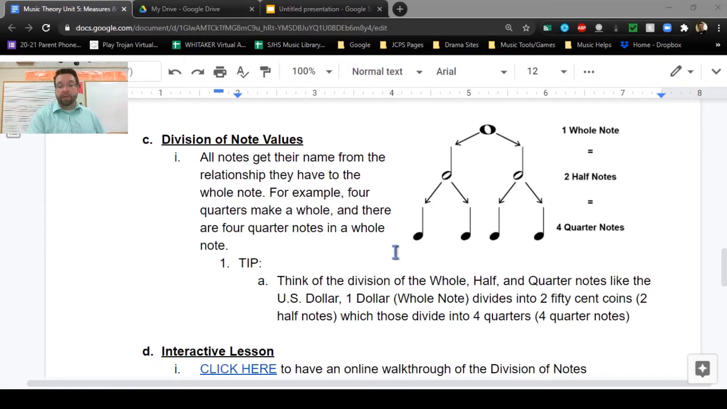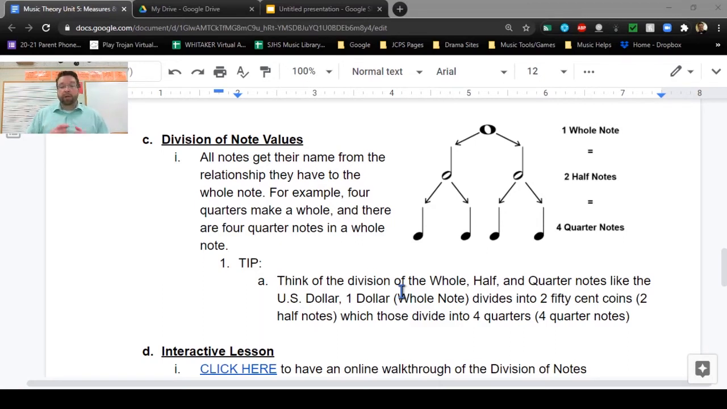Here's another way that you can think of it. Think of this division of whole notes, half notes, and quarter notes as if you're breaking up a US dollar, okay? 1 US dollar equals 4 quarters, the coins. But there's also another US denomination of coin that you may not have seen too often. It's an older denomination called a 50-cent piece. Think of that as a half note.